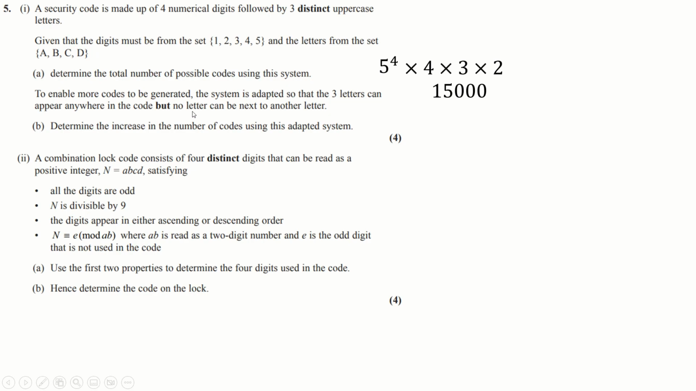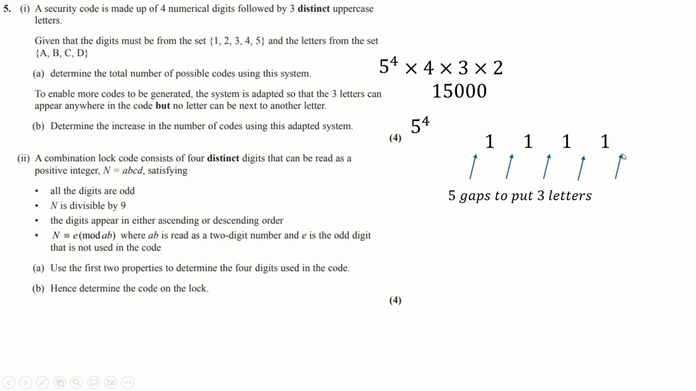For more codes, a new rule is that the letters can go anywhere as long as they don't go next to each other. So what you can do here is you can choose the numbers again, which is still just 5 to the power 4. Then just put them all down. And what you have to do now is you can put the letters anywhere you want, as long as they go in one of the gaps between the numbers. So you could put a letter here and here and here, for instance. But you can't put more than one in the same gap. Sorry, you must put 3 letters in one of these 5 gaps. That's going to be 5 choose 3.